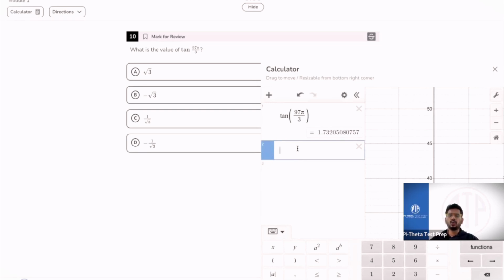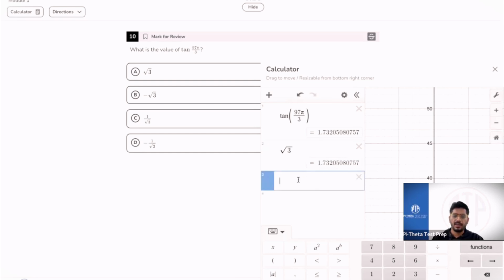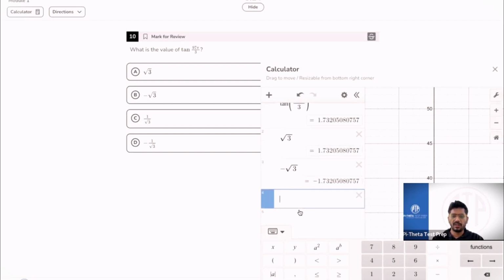That 1.732, sometimes we will not understand whether it is root 3 or 1 by root 3. So simply you can take advantage of this keypad and put 3 root 3 there. So root 3 is 1.732. That is our answer. But if you want to confirm this, you can just put negative root 3, that is negative 1.732. So you can check here itself on the Desmos.